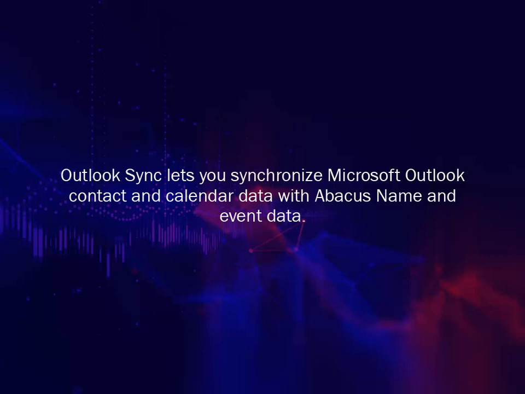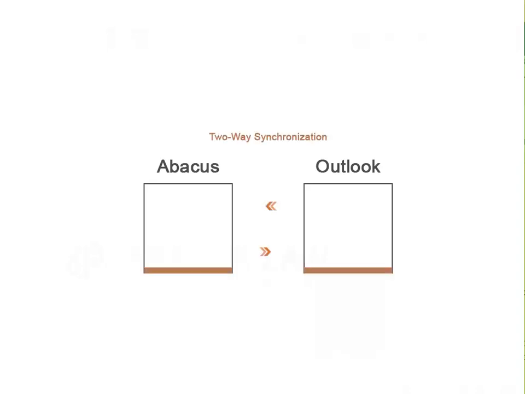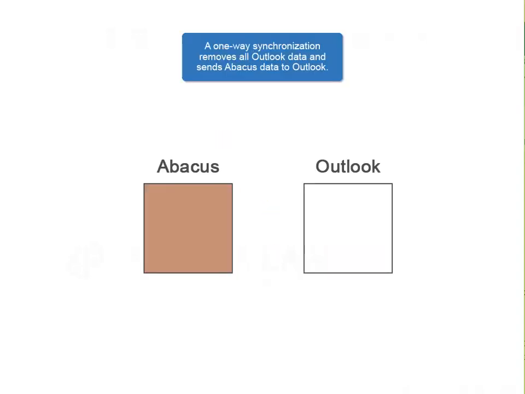Outlook Sync lets you synchronize Microsoft Outlook contact and calendar data with Abacus name and event data. A two-way synchronization sends Outlook data to Abacus and Abacus data to Outlook. A one-way synchronization removes all Outlook data and sends Abacus data to Outlook.